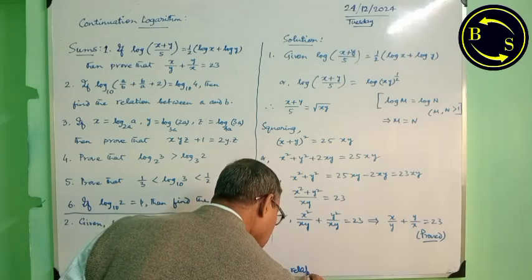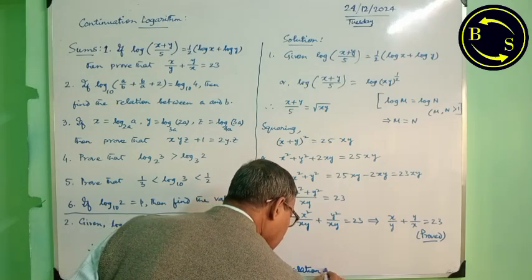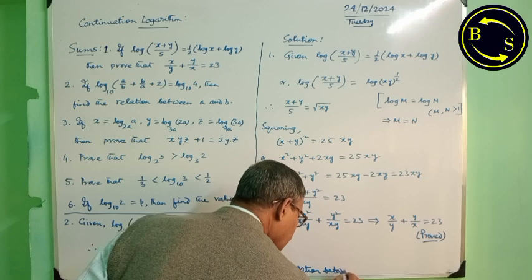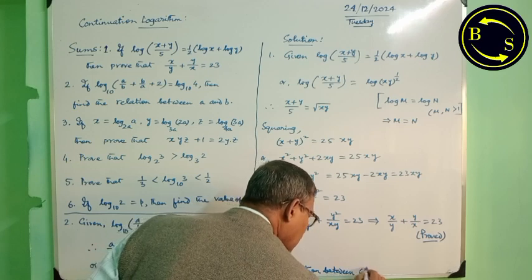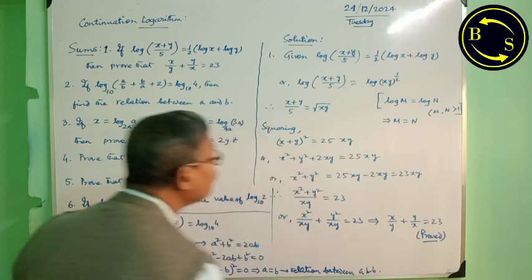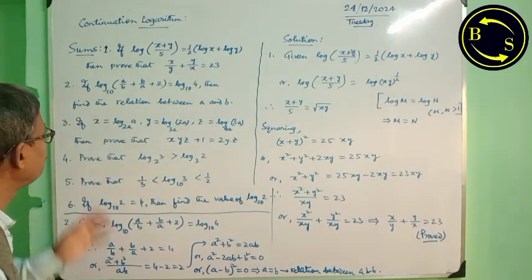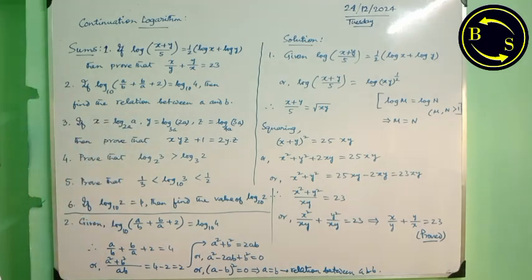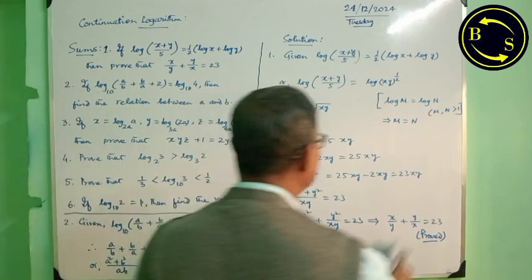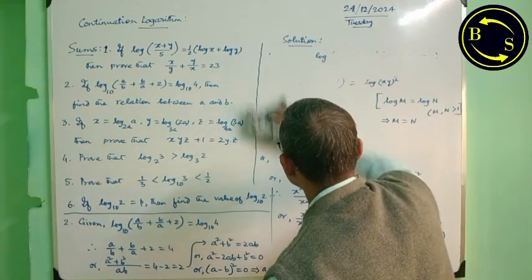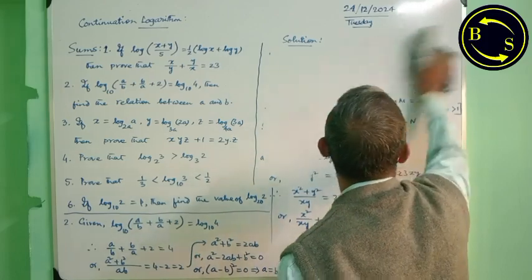Relation between a and b. Thus, sum number 2 is solved. Now I move to sum number 3. For that, this is to be rubbed.